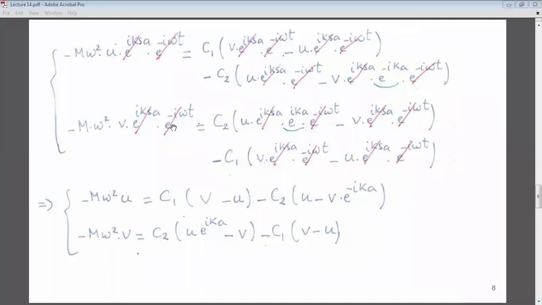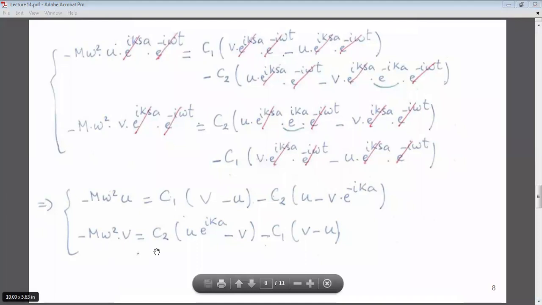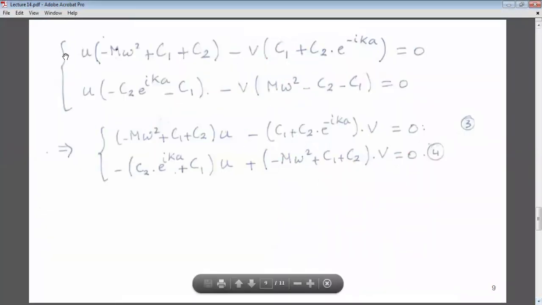These are two equations actually. And then I will have minus m omega squared u is C1 into (v minus u) minus C2 (u minus v e to the minus i k a). Minus m omega squared v equals C2 into (u e to the i k a minus v) minus C1 into (v minus u). And I take u common, and I will have minus m omega squared plus C1 plus C2, minus v common into C1 plus C2 e to the minus i k a. And this is the second equation.